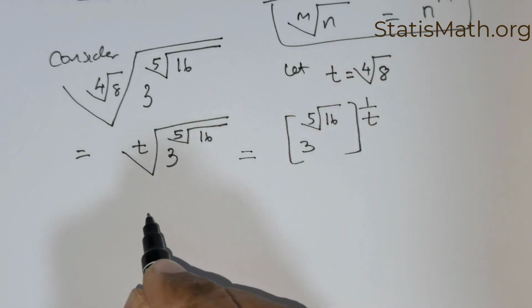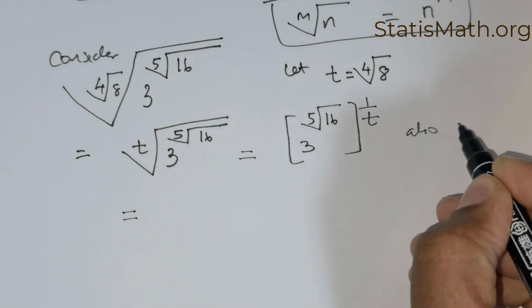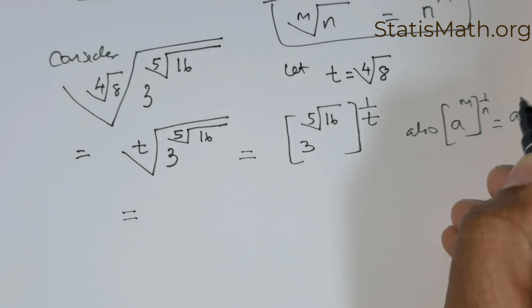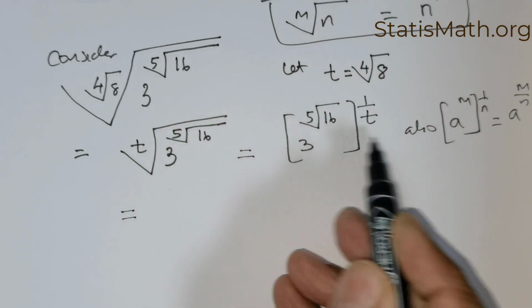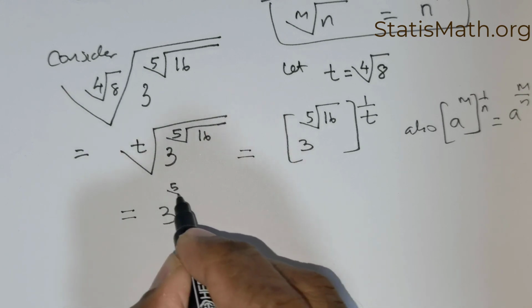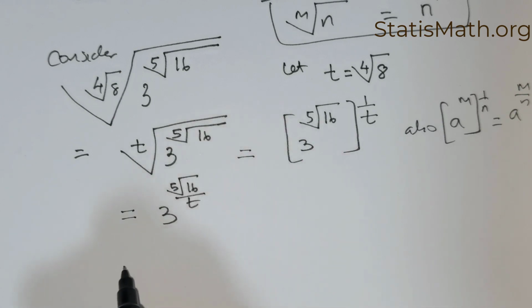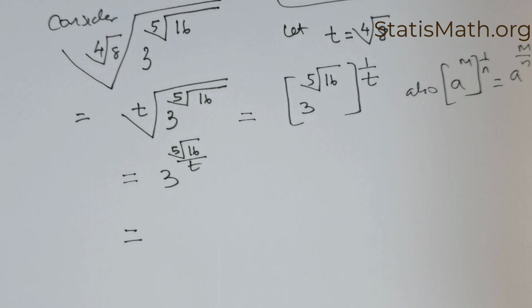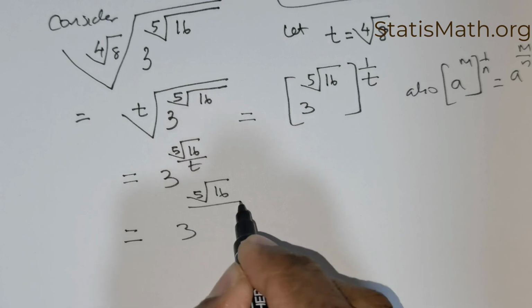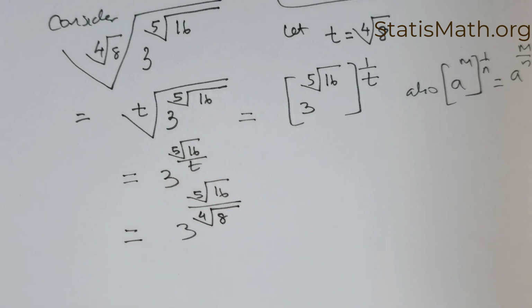Before I place it, let me also employ this formula. Suppose you have a raised to the power of m, and that is raised to the power of 1 over n. I can rewrite this as a raised to the power of m over n. So by that property, I can rewrite this as 3 raised to the power of the 5th root of 16 over t, which is again rewritten as 3 raised to the power of the 5th root of 16 over... but what is my t? My t is nothing but the 4th root of 8. So we now have this quantity.